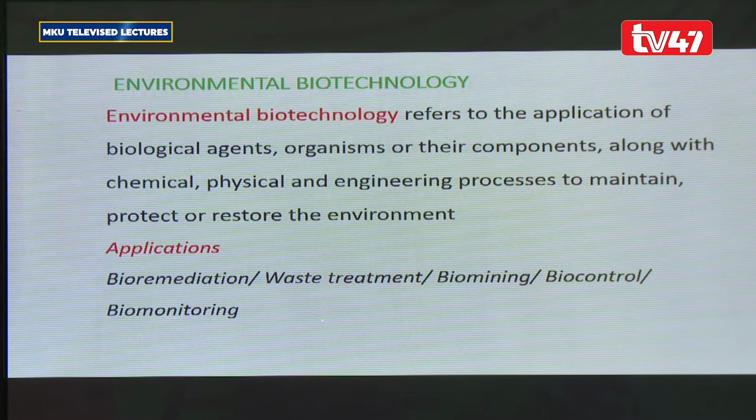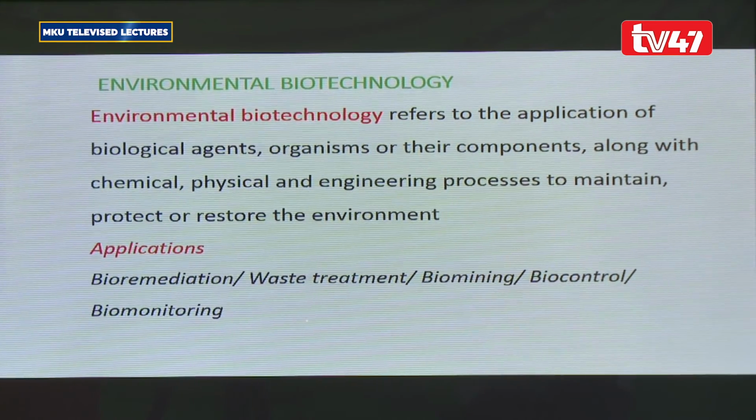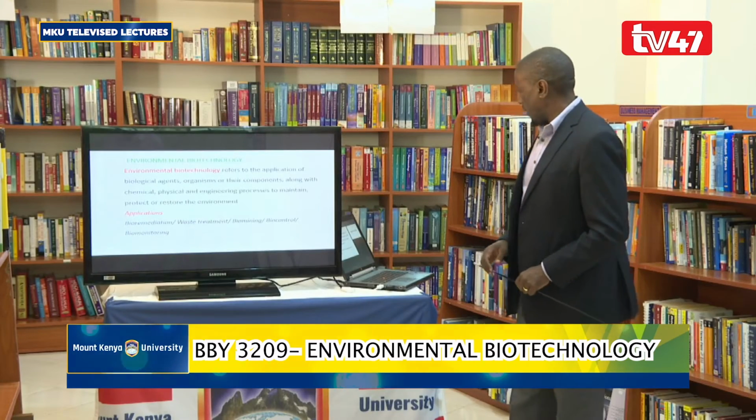Then we have biocontrol and biomonitoring, where we use living organisms to monitor changes in the environment. Maybe if you see plants are dying, that could be an indication of some contamination. If you see certain plants growing in certain areas, it is an indication of maybe a particular chemical or a particular substance or condition within the environment. Biocontrol would be things like the use of bioinsecticides, which are natural, and they're used to control things like pests.